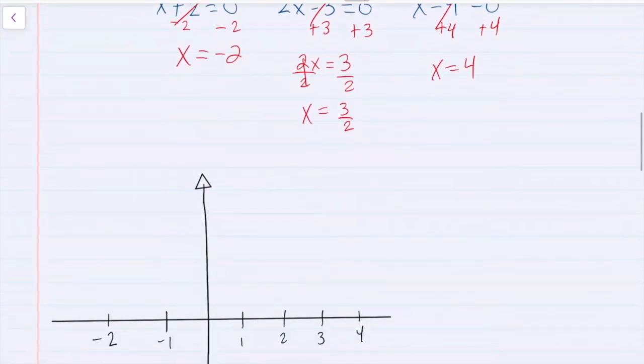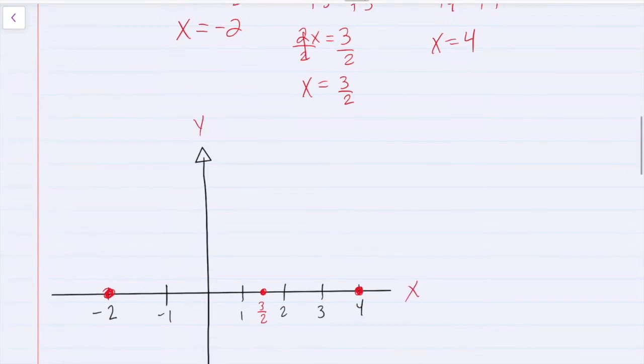So on this graph, my graph is going to look like this. At negative 2, it's going to cross right here. At 3 halves, it's 1.5. So at 1.5 or 3 halves, it's going to cross right there. And at 4, it's also going to cross there as well. That's your x, that's your y.